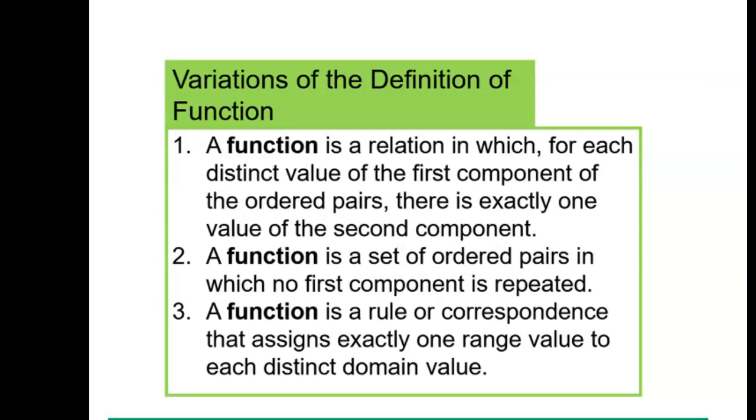Okay, and so next we're going to look at variations of the definition of a function. A function is a relation in which for each distinct value of the first component, there's exactly one value of the second component. Alternatively, a function can be defined as a set of ordered pairs in which no first component is repeated. A third way to say it would be that a function is a rule or correspondence that assigns exactly one range value to each distinct domain value.